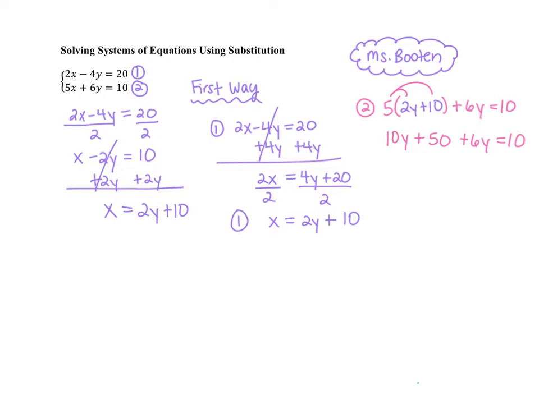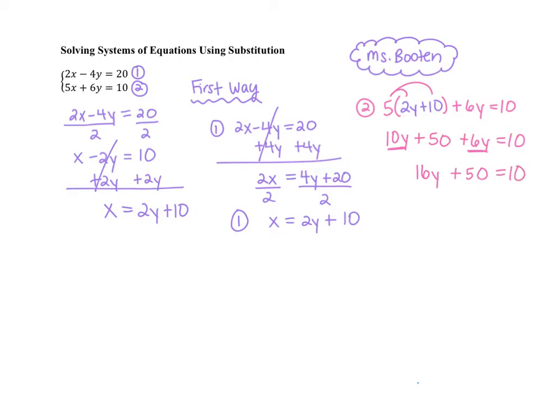Now we need to combine like terms on the same side, so we have 3 terms on this side, 2 of them are like terms, 10y and 6y. So we're going to combine them. Since they're on the same side, we just add them. They're both positive, so positive 10 and positive 6 together is 16. So that's 16y. We still have the plus 50 equals 10.